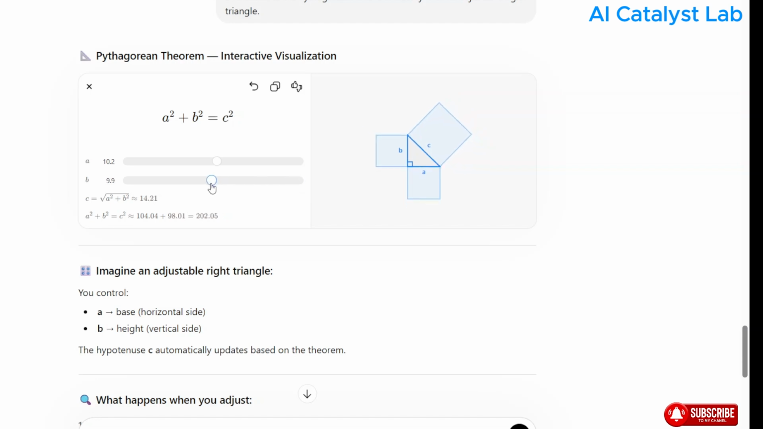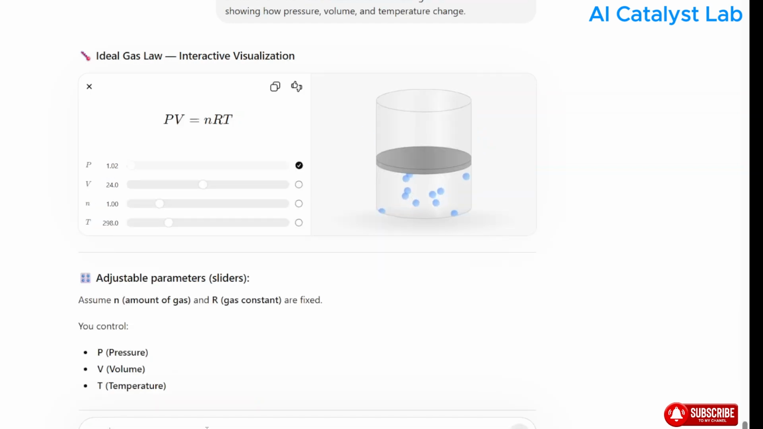Move as you change the values. It feels less like reading and more like exploring. This update could change the way people learn math, science, and technology. In this video, I will show you how it works.